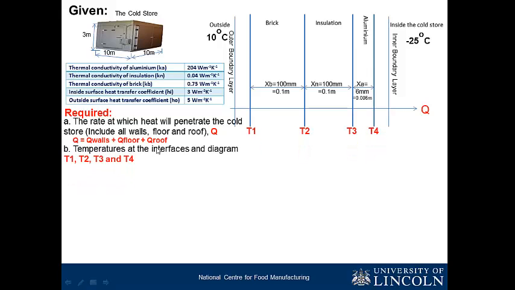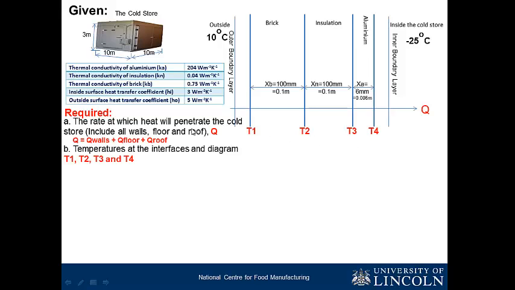Part B, we are asked to draw the diagram, the temperature profile for this wall. And for us to do that, we need to establish the temperature at each of the interfaces. Here we need to calculate the temperature just outside the brick wall, and also the temperature just outside the aluminum inside the coastal. And again, it's also important for us to determine the temperature between the interfaces, for example between the brick and the insulation, which is T2, and then the temperature between the insulation and the aluminum, which is T3.